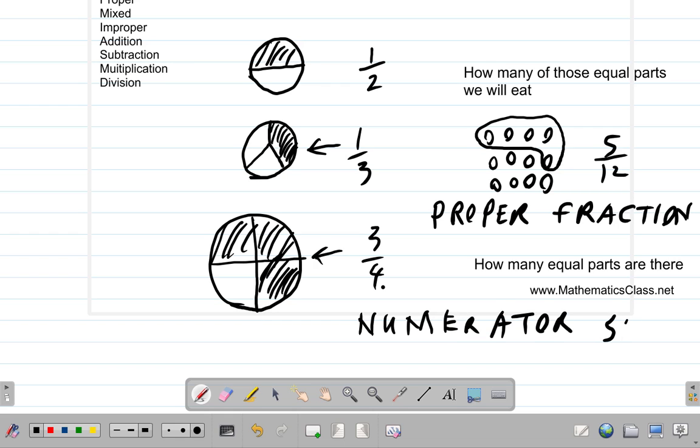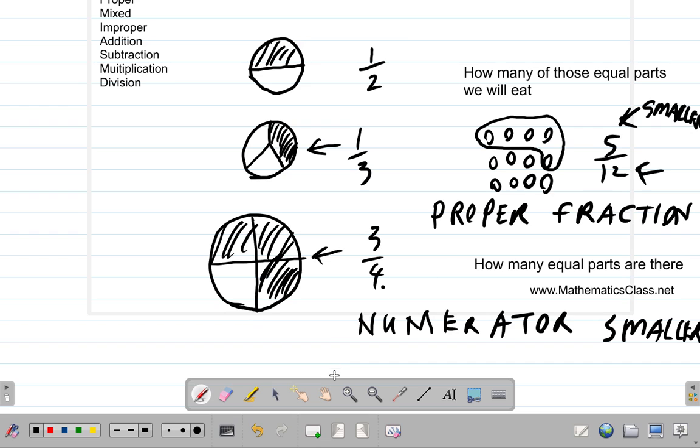The numerator is smaller than the denominator. You get the message. In the case of a proper fraction, the top number, the numerator, is smaller than the bottom number, the denominator. So there you have that. Here, the numerator is smaller than the denominator whenever you have a fraction that you call a proper fraction.